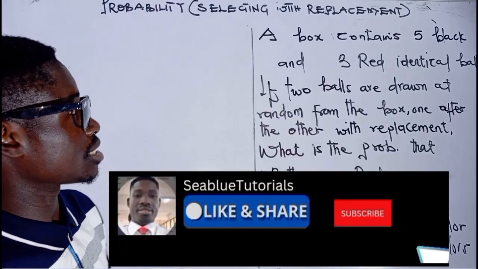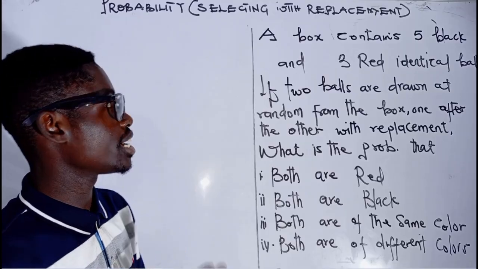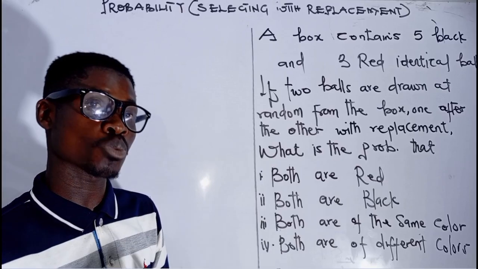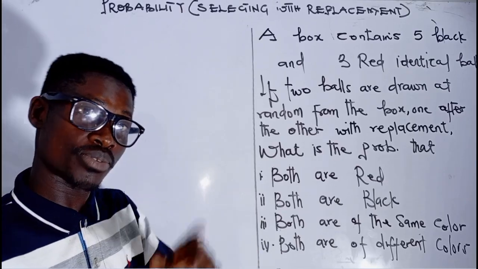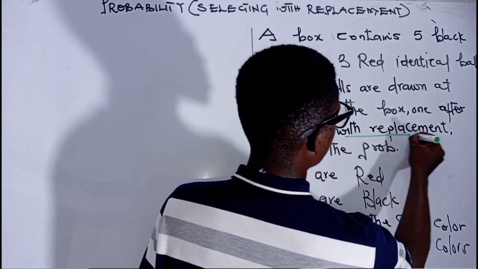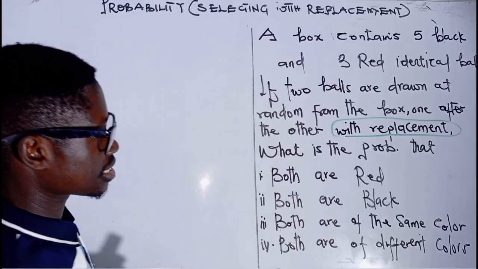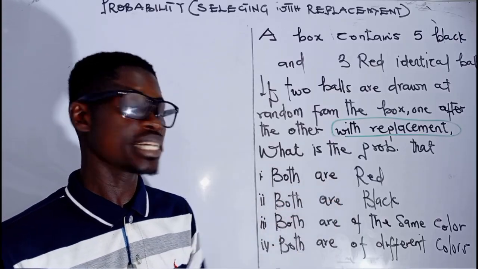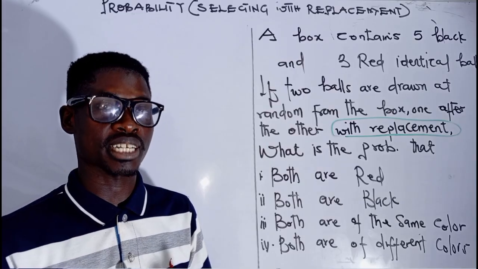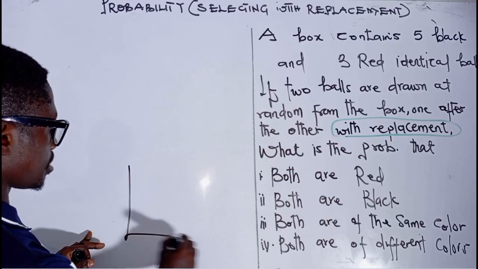So what does this question say? It says that a box contains 5 black and 3 red identical balls. If 2 balls are drawn at random from the box one after the other with replacement. So the key word is replacement. What is the probability that both are red, both are black, both are the same color, and both are of different colors?